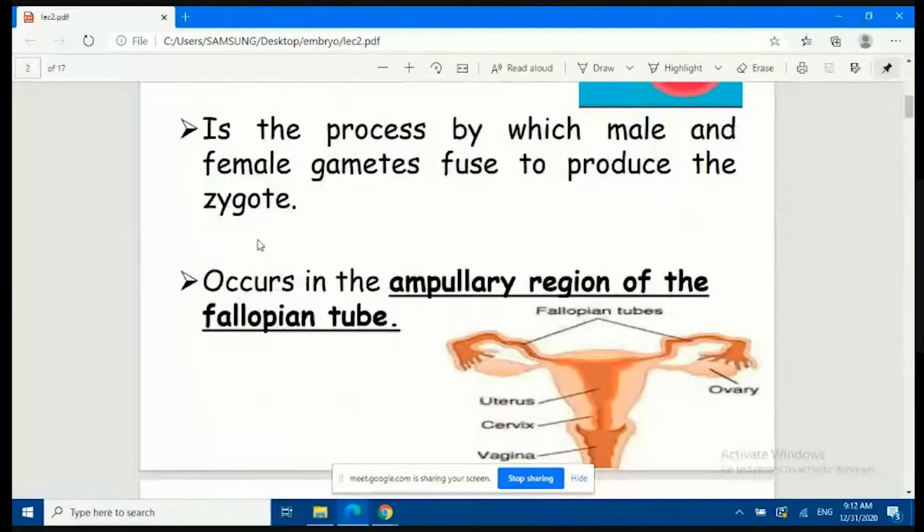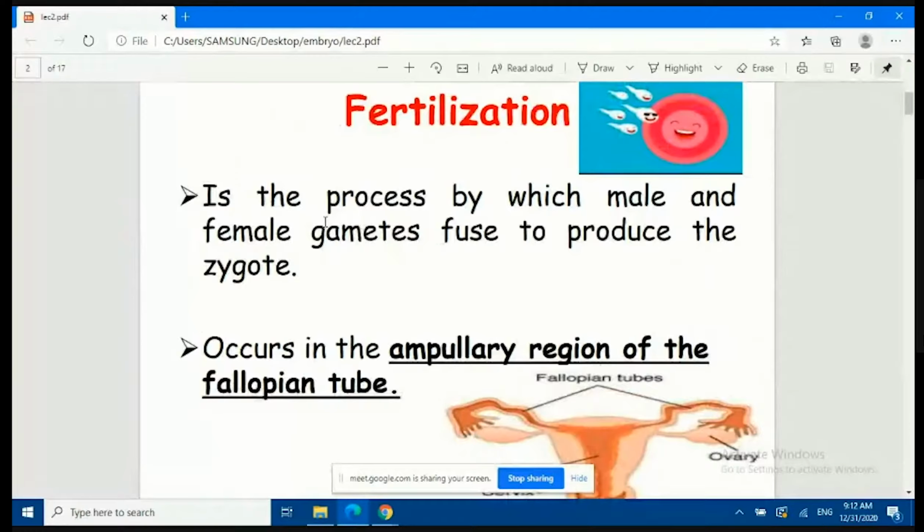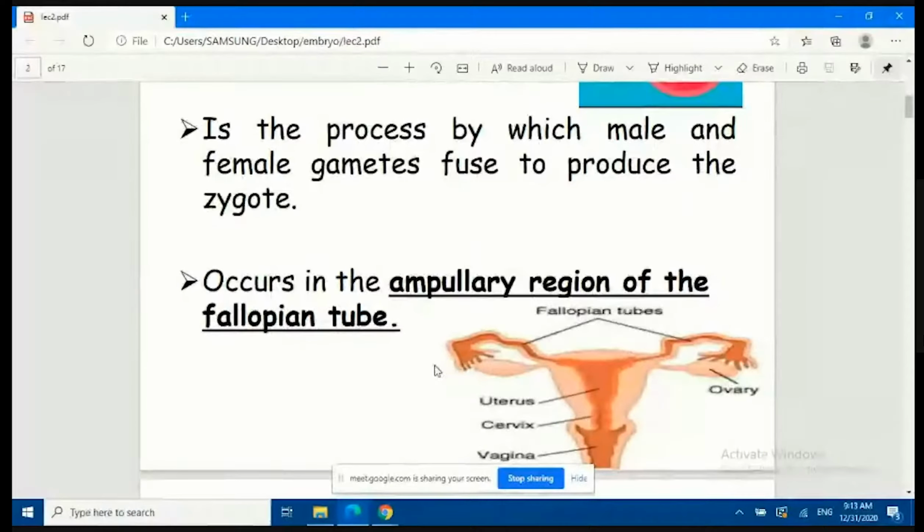Okay. So this process needs a place, a location. The location for fertilization is called the fallopian tube. But there is a specific place in the fallopian tube where this process occurs. The place where fertilization happens inside the female reproductive system is the fallopian tube, specifically the part we call the ampullary region of the fallopian tube.